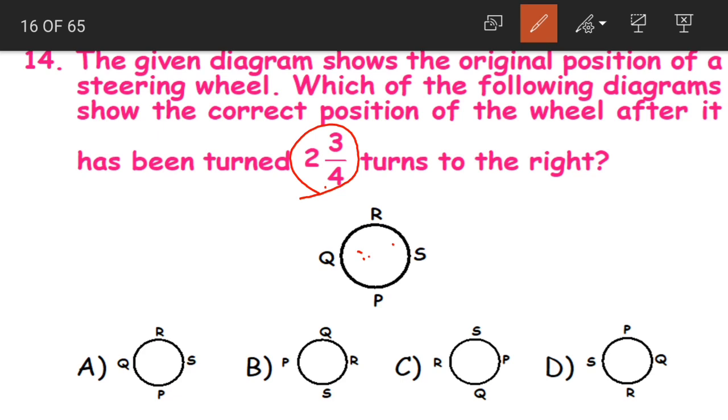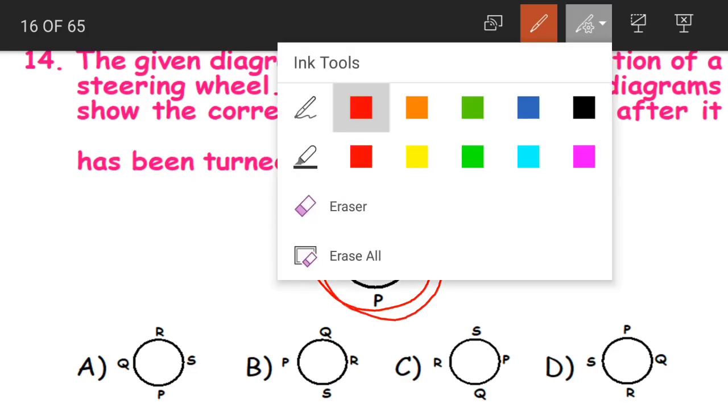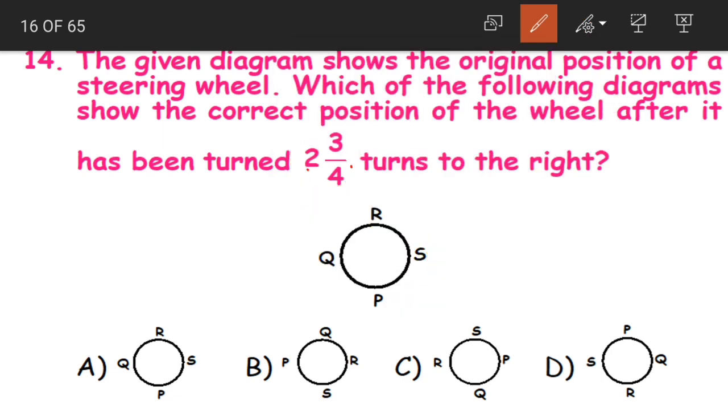Now what should we do? We should turn it 2 3/4 times to the right. See, this is one time, then again 2 times to the right. If we turn it completely 2 times, the position will not change. But what did we do the third time? Yes, what did we do? We turned it only 3/4. See children, there are 1 2 3 4 parts, right? So we have turned only 3 points instead of all the 4.